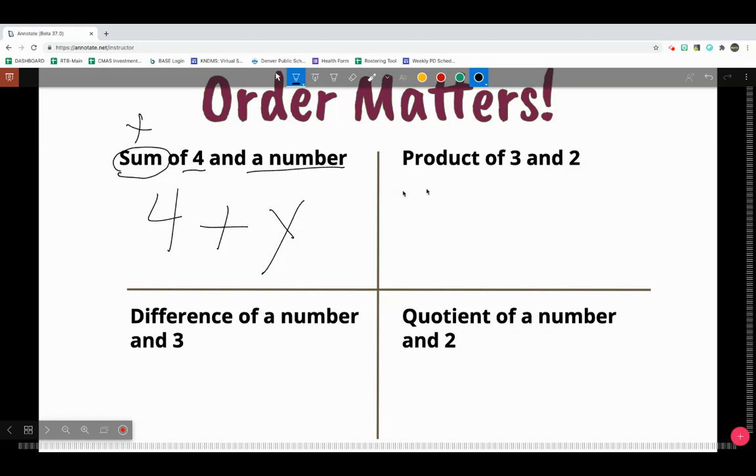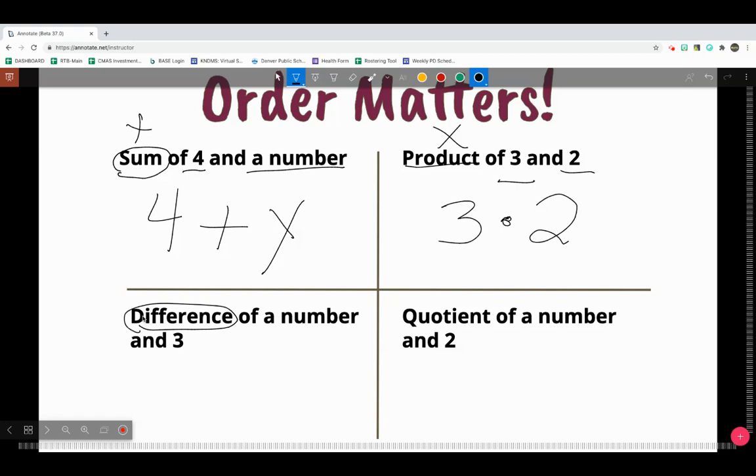Same thing when it comes to product of 3 and 2. Product means I'm multiplying. What am I multiplying? I'm multiplying 3 times 2. Order matters when you see those vocabulary words specifically. We'll talk about in a second when you see different words that represent the same operations. But when you see sum, product, difference, and quotient, the order matters. 3 was written first, so I'm going to put 3 in front. 2 was second, so 2 goes in the back. Let's go to the next one.